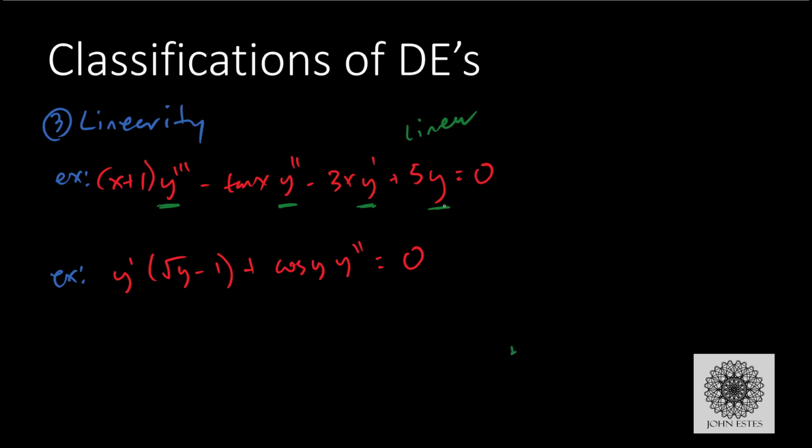Whereas in the second example, this one is not linear. And the reason being, here I have a square root of y minus 1 times a derivative. That's violating two laws. We can't multiply y terms, and we can't put y's inside a function. And same here, we can't have a cosine y. These are examples of things that make these equations nonlinear. So if you have a linear equation, it determines a way to solve it. If it's not linear, you need to look towards something else.